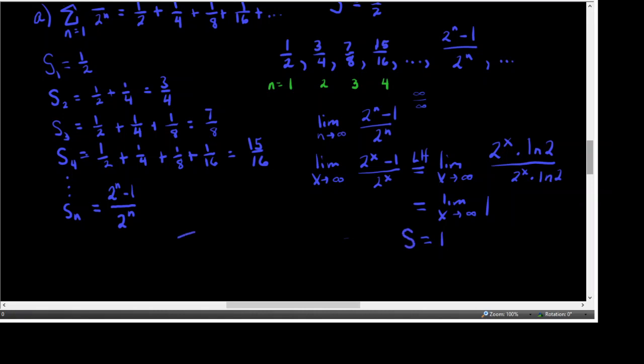So the series, let me just conclude with a statement. The series from n equals 1 to infinity of the formula 1 over 2 to the nth converges to 1. Which means if you add up those infinite number of fractions that have that pattern, then you'll get an answer of exactly 1.